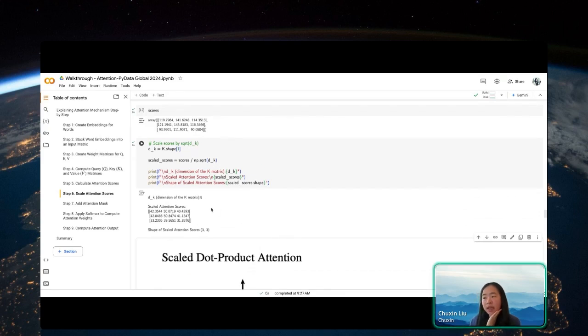So this is what you should get at the end. dk is 8. The scaled attention score is 42, 50, 40. And the shape of the scaled attention scores is 3 by 3.